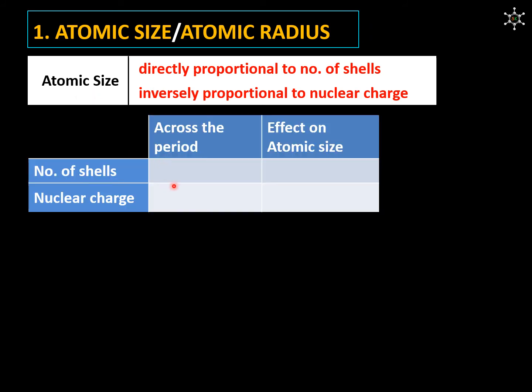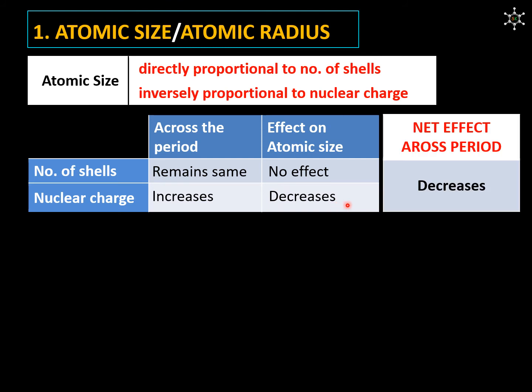Across the period, the number of shells remains the same. So, atomic size also will remain the same across the period because of number of shells. Across the period, nuclear charge increases. So, atomic size decreases because of nuclear charge across the period. But what exactly happens to atomic size across the period will be a net effect of these two. Net effect will be that atomic size decreases across the period.